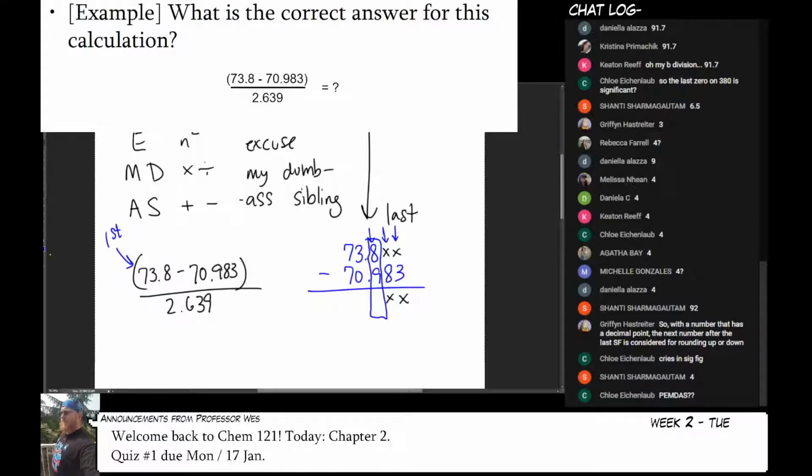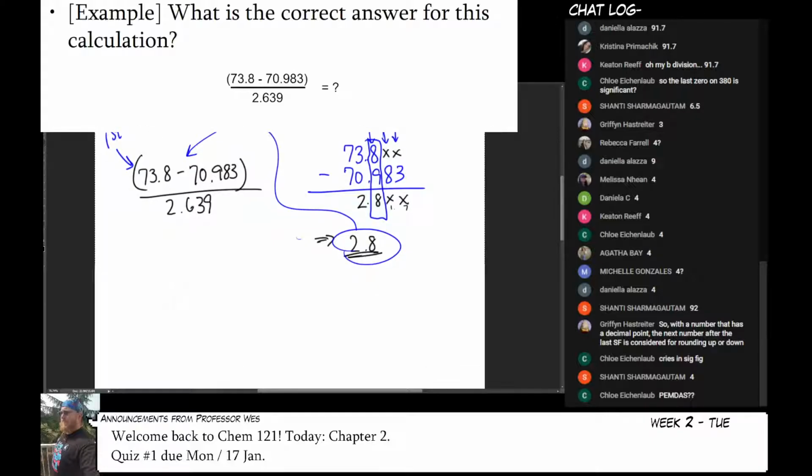So let's type this in the calculator. 73.8 minus 70.983. We'll just type in the whole thing. And the calculator says 2.817. I don't get to keep the 1 and the 7, so I'm going to round my result to 2.8. So now that I've done this, the result of the parentheses is 2.8, and so my problem now looks like this.